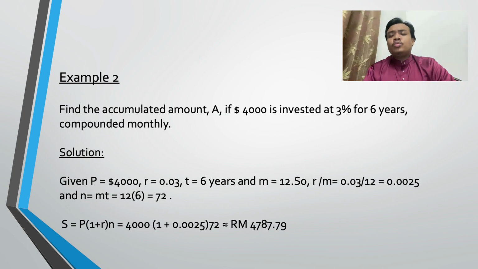Let's move on to example number 2. Find the accumulated amount A if $4,000 is invested at 3% for 6 years compounded monthly. This solution is different from the previous example. We must multiply first with the months, which is 12 months. You can see the example in this slide. So the final answer is 4787.79.